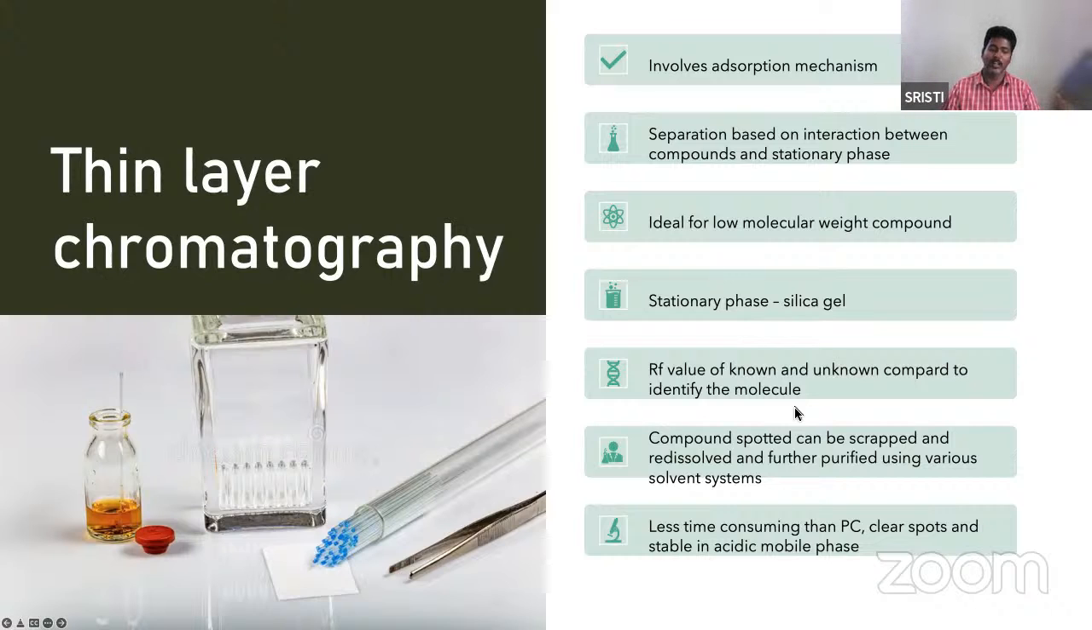The spots that are separated on the silica gel can be scraped and redissolved, and further purified using different solvent systems. If you are unable to separate two molecules that are bound very closely, you can scrape that particular region and try different solvent systems for separating both compounds. That can be done using thin layer chromatography. This is less time consuming than paper chromatography. The spots are very clear and the compounds are very stable in acidic mobile phase.